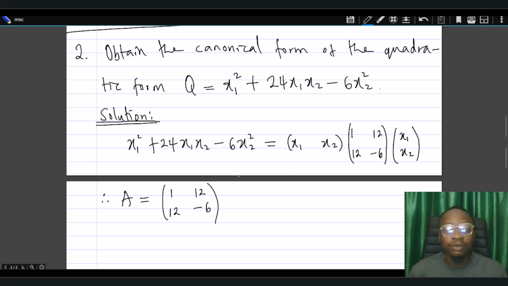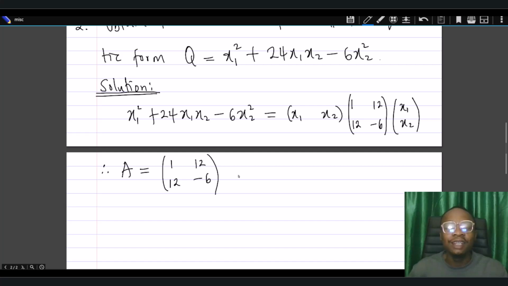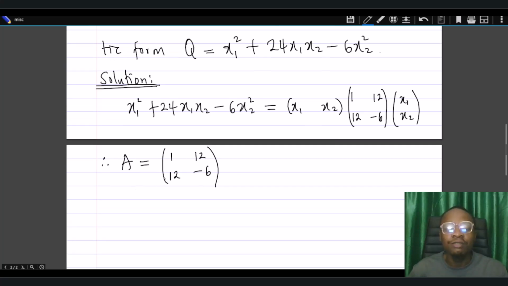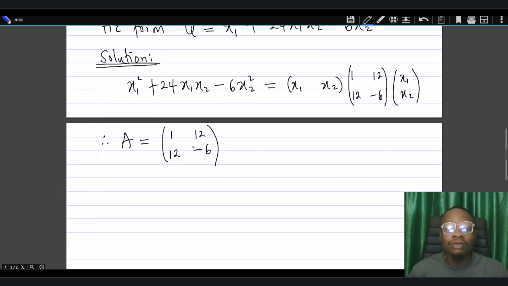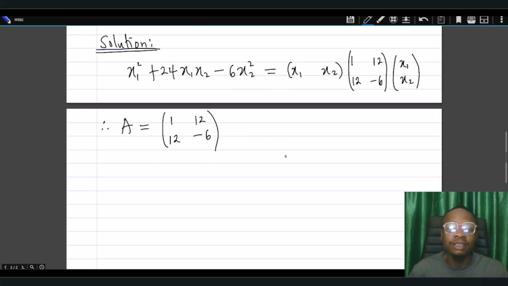So what are we going to do next? We are going to get the eigenvalues of this matrix. That is all. To get the eigenvalues of the matrix, we can go ahead and use the eigenvalue problem, or we get the characteristic polynomial for this matrix and equate it to 0, then use that to obtain the eigenvalues. That is fine as well.